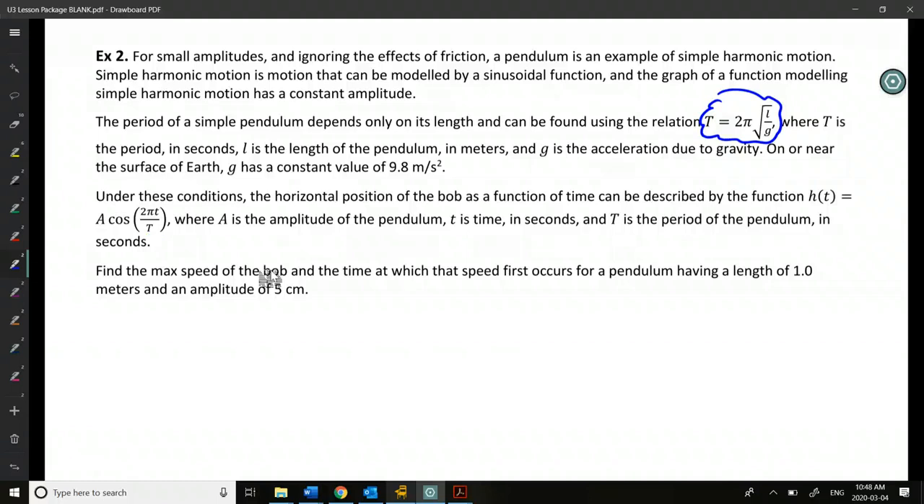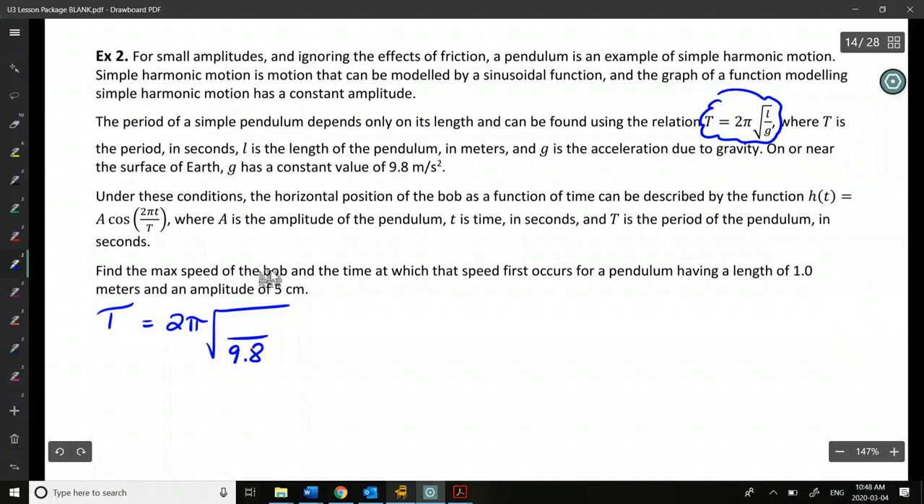Okay, find the max speed of the bob and the time at which this first occurs for a pendulum having a length of 1 meter and an amplitude of 5 centimeters. The first thing I'm going to find is this capital T. There's one thing in this that never changes, which is the g part. It's always 9.8, acceleration due to gravity. And we want to make sure that we enter in the length in meters. If you weren't given the length of the pendulum in meters, you would have to convert it into meters. But we are given it in meters here, so we're going to put 1. So let's just make a little approximation here. You guys can enter that into your calculator.